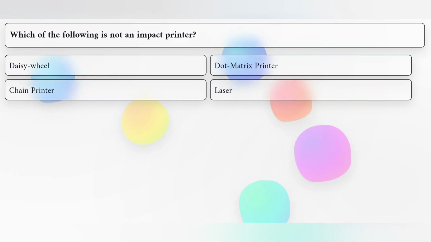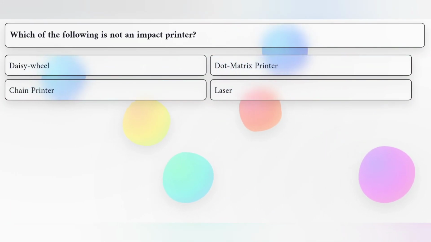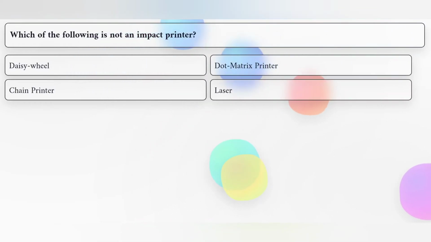Which of the following is not an impact printer? Daisy wheel, dot matrix printer, chain printer, laser.